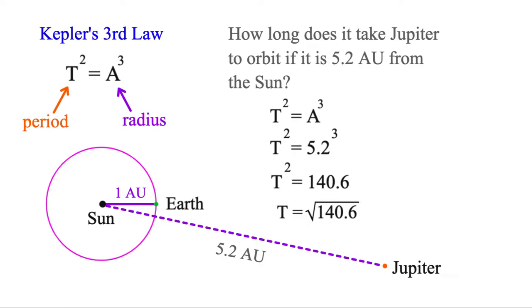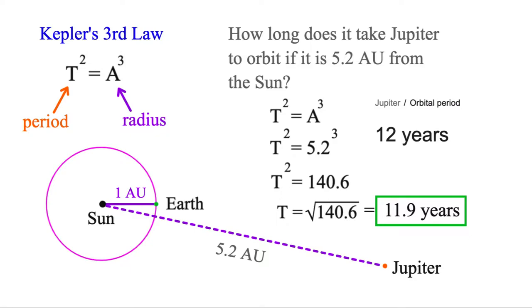Square root, and take a guess in your head. Was it close to this, 11.9? That is how long it takes Jupiter to orbit. If we Google it, they just round it up a little bit, call it a nice even 12 right there. So as you can see, this formula is very powerful.